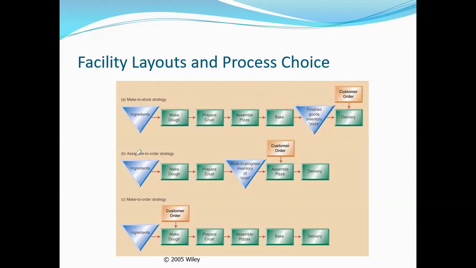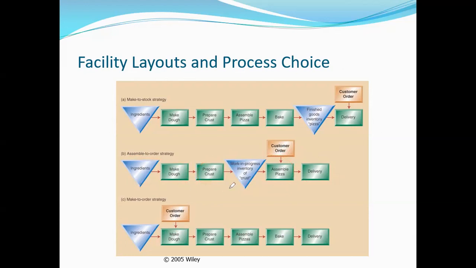And then assemble to order. In assemble to order, they have ingredients, they make these and those, and then they make this, and then the customer will order what kind of pizza they want, okay? Then they will assemble, put it together and then deliver. Okay, so that's the assemble to order strategy. You place the order, and because they already have the prepared crust, the dough, and the ingredients, they will assemble it based on what you need.